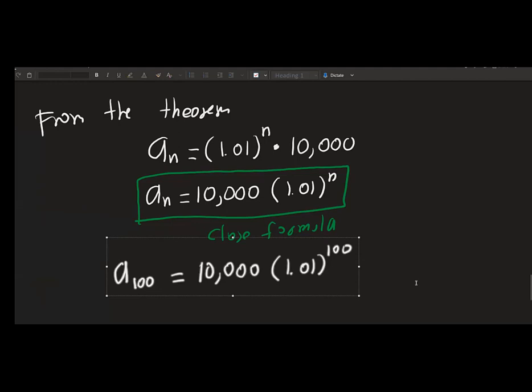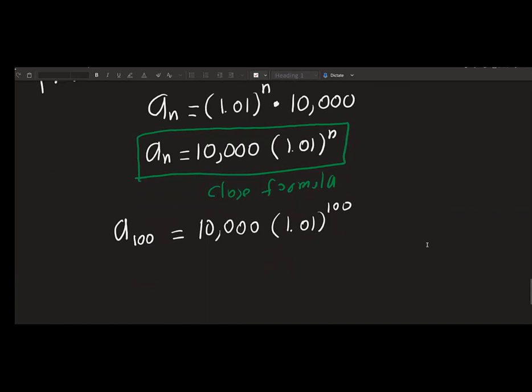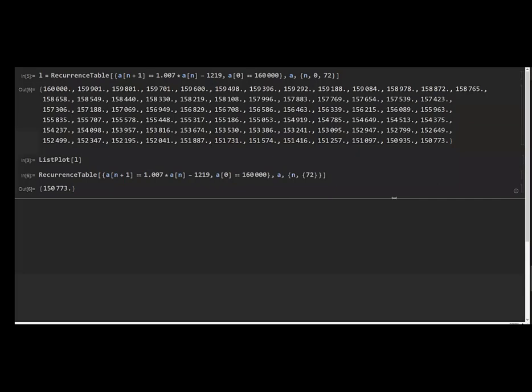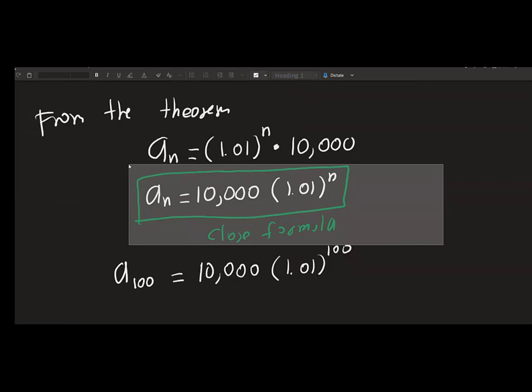Now, if you do that with the recurrence formula, if you want the value of A 100, you need to compute the value of A 99, A 98, and so on. If you put this in Mathematica, it's going to do the same thing. It computes the recurrence formula. It does it very quickly, but it's still using the recurrence formula. The advantage of the closed formula is I don't have to know all the previous computations to be able to know the value of any particular AN.